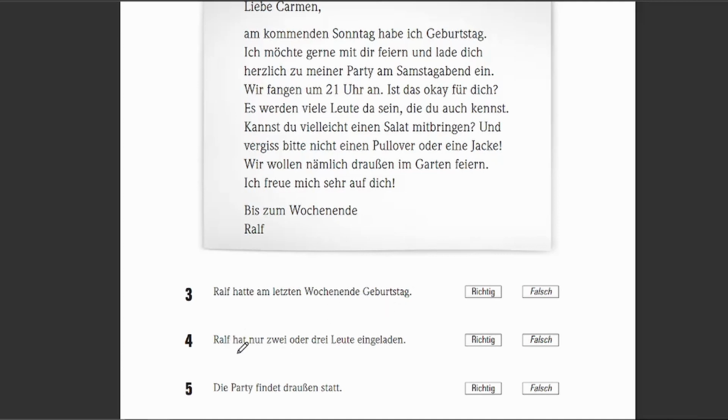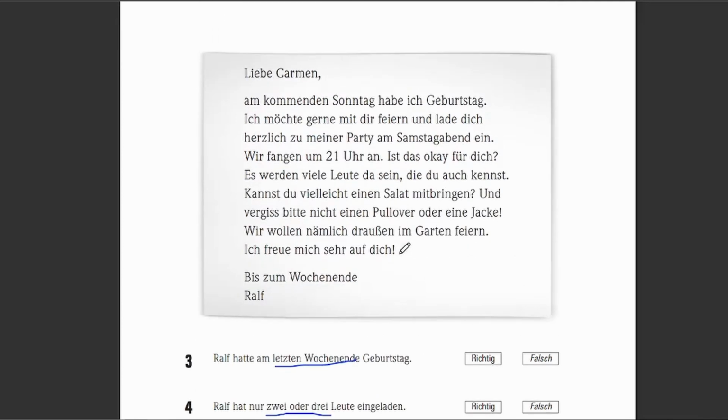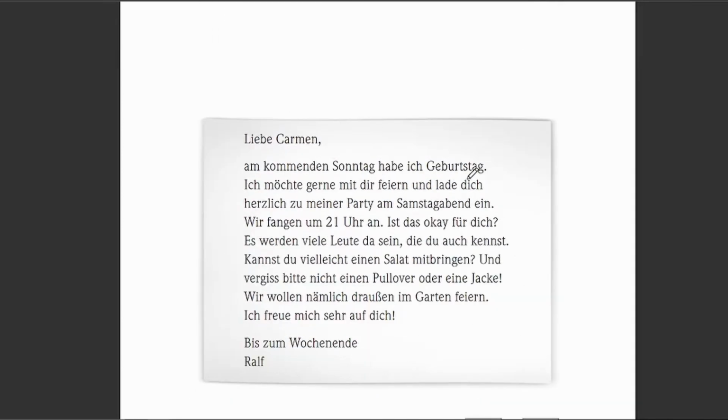Okay. Ralph hat nur 2 oder 3 Leute eingeladen. It clearly, they are asking how many people he is inviting. Whether it is 2 or 3 people, you have to check what is mentioned here. We will read it and highlight that. Okay, the party findet draußen statt. So they are asking if the party is going to happen outdoor, not inside the house or inside a party hall, but outside. So let's read the section and we'll highlight.